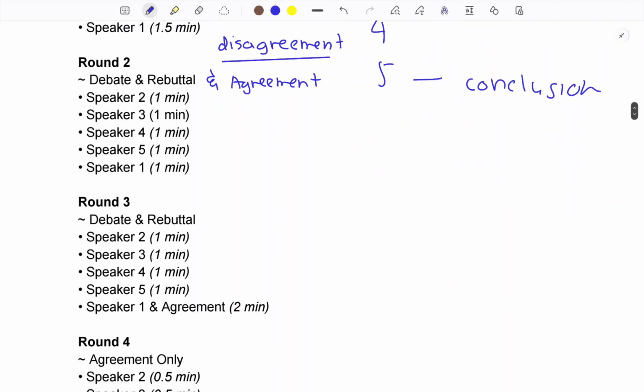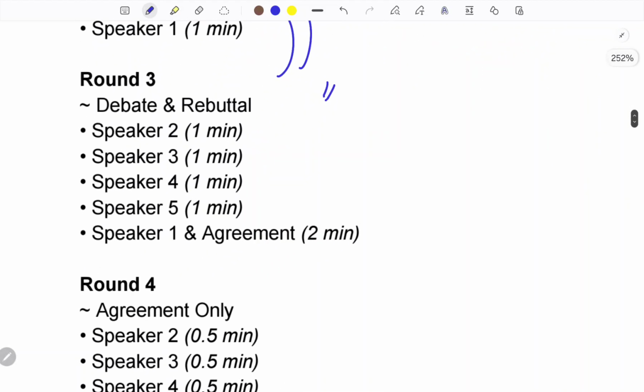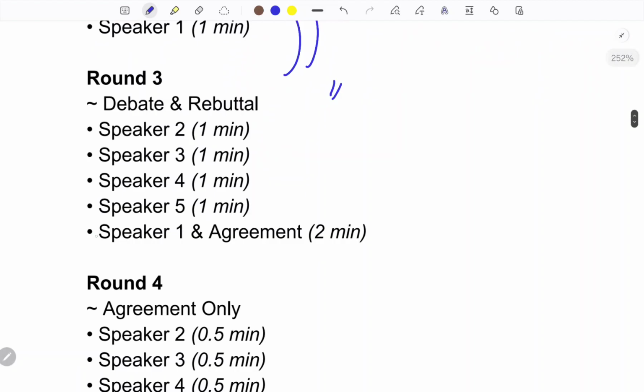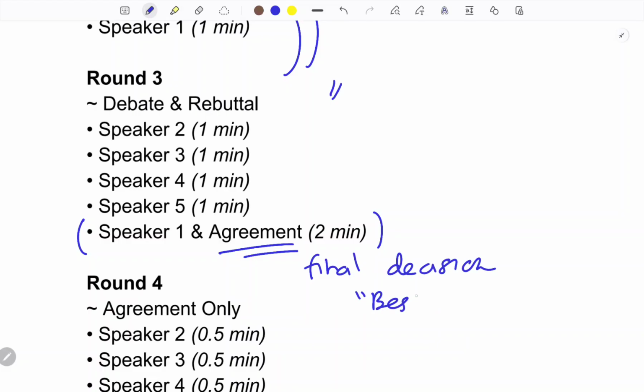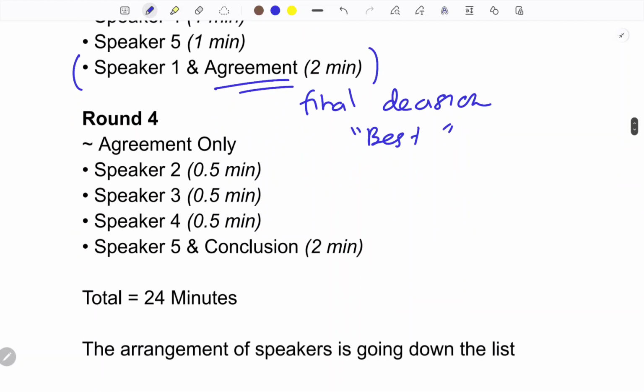And round 3, these two rounds are just the same, but the difference is that the last speaker of the round, speaker 1, is going to do the agreement, which is the final decision of the best solution. And then round 4 is agreement only. Agreement means don't disagree. You need to agree with the decision stated by the last speaker of the third round, which is speaker 1. So you do the agreement only.